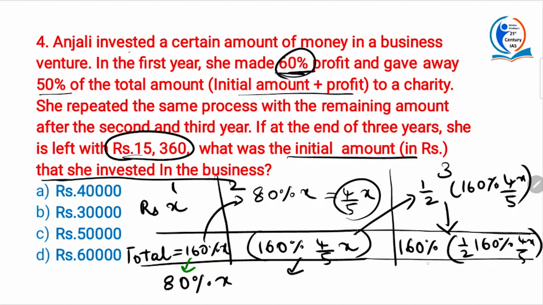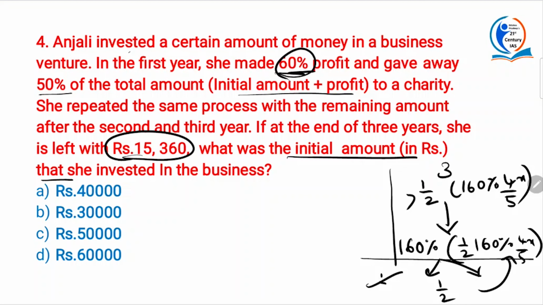Now again, she's giving 50% of this to charity. Okay, 50% is given for charity. How much is she left with? She is left with half of this entire thing. All right. So that will translate to half of 160% of half of 160% of 4 by 5 of X.